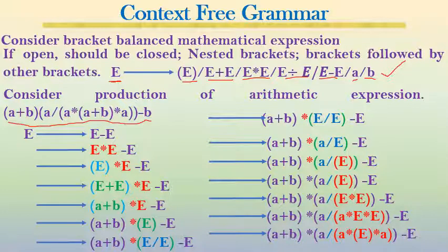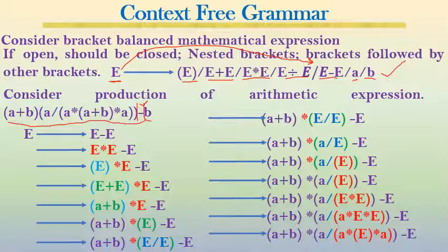So first E can be replaced with E minus E. Why? Because if you look at this expression, it consists of two major parts. This is the first part, and this is the second part, and both parts are separated with minus. So I will select this production, okay? So the E minus E production is selected.